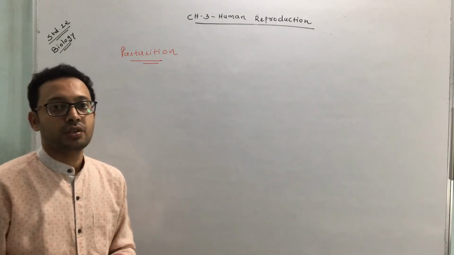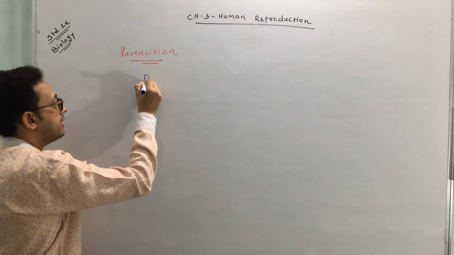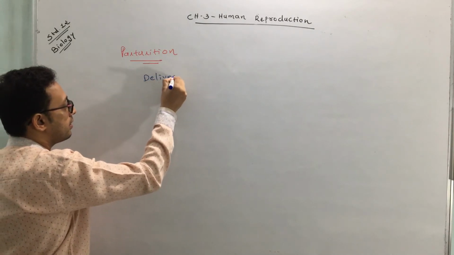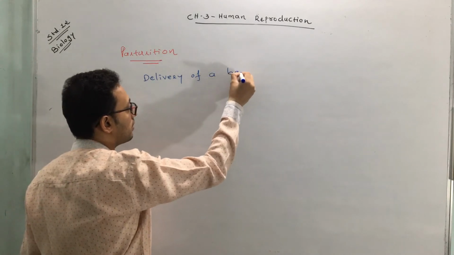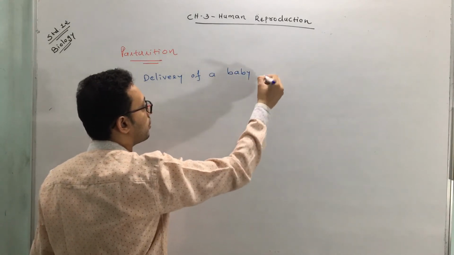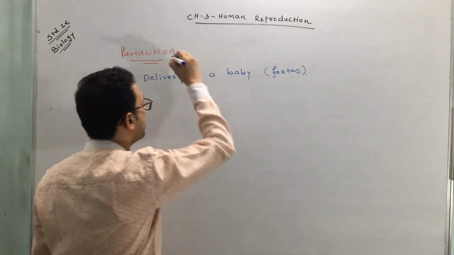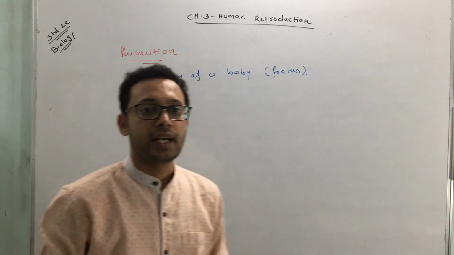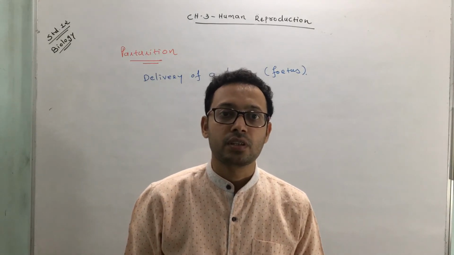What is parturition of a baby? In simple terms, it is called the delivery of a baby, or delivery of a fetus, a young one. This process is called parturition. What is called parturition?